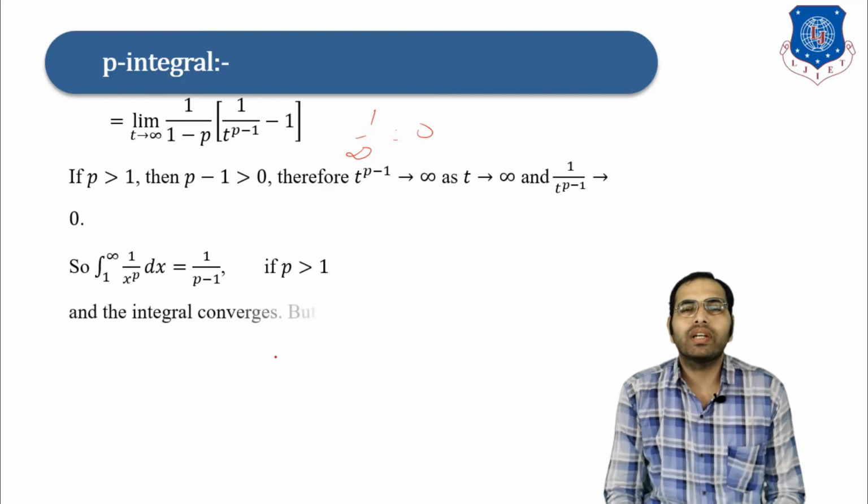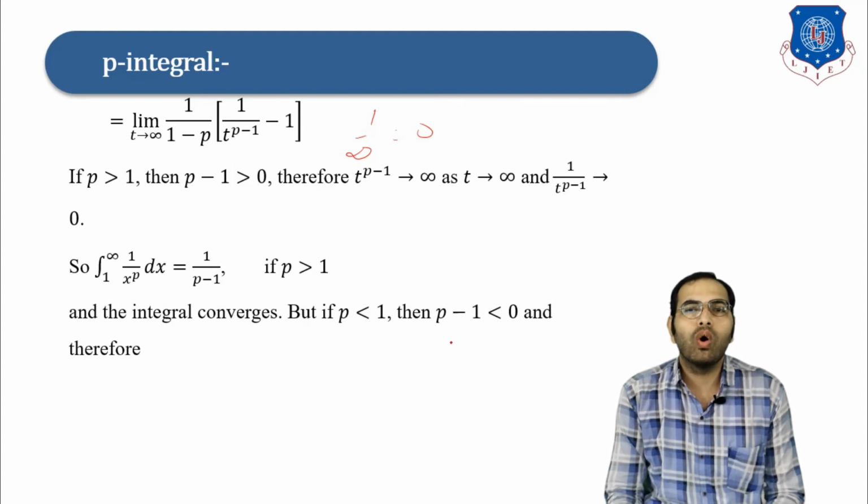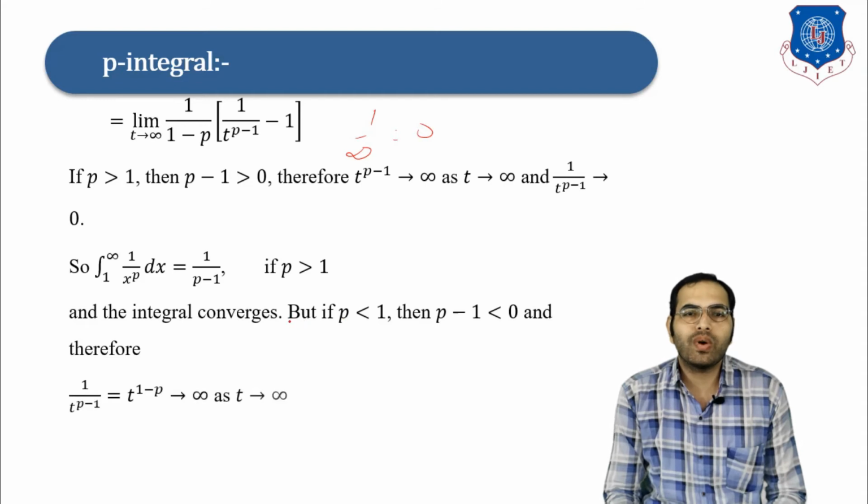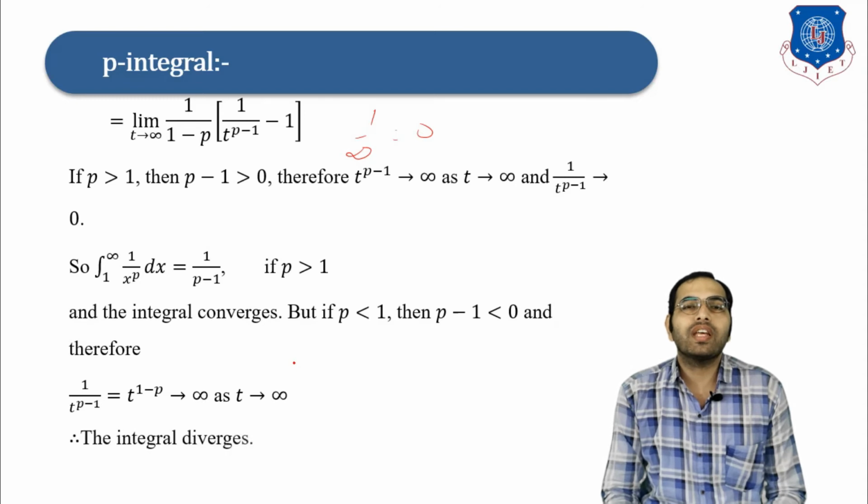Let's see for p less than 1. Then p minus 1 is less than 0, and therefore 1 upon t raised to p minus 1 is written in the form t raised to 1 minus p. Whenever we apply t tends to infinity to that term, t raised to 1 minus p becomes infinite, meaning our integral becomes infinite. If it is infinite, then we can say that the given integral diverges for p less than 1.